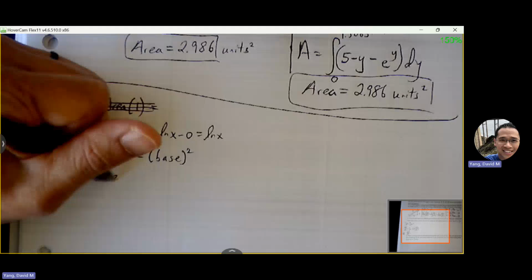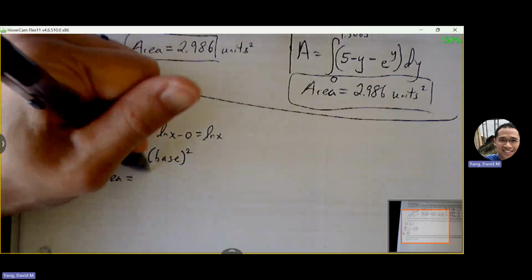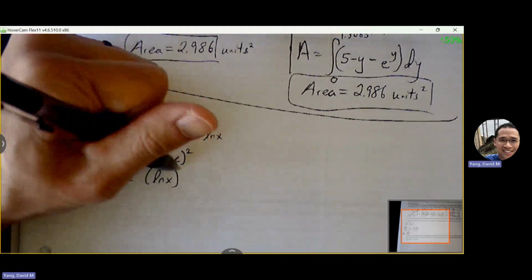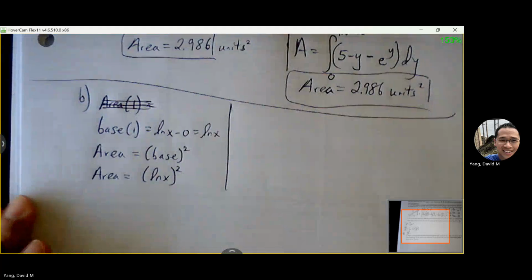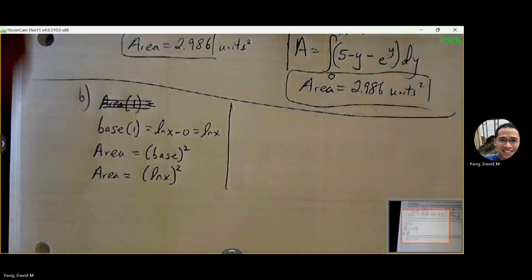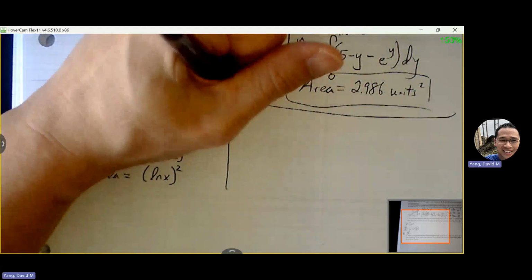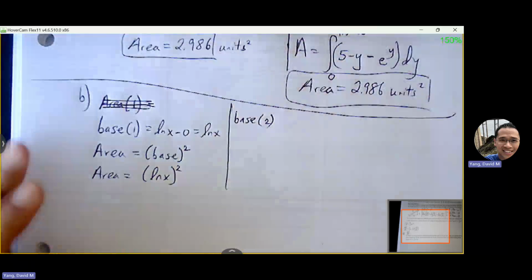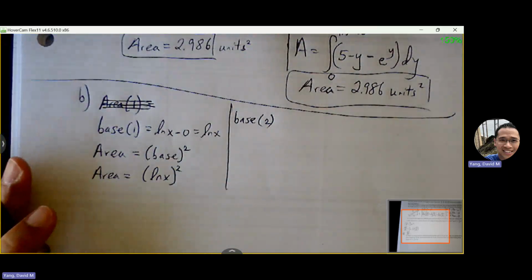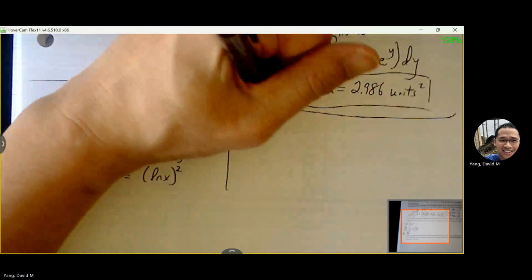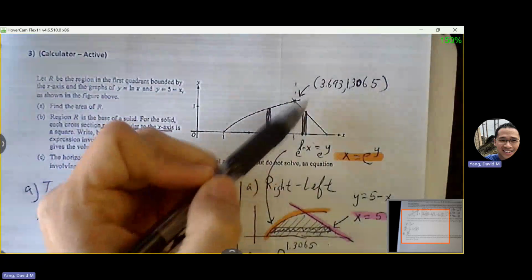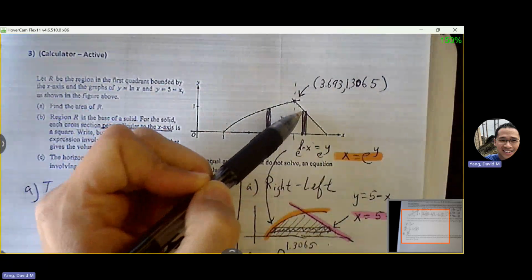So now I'm going to update my area to be natural log of x squared. Let me find out information about base 2, because we have a different region with that linear curve after the intersection. For this one, the base is still vertical, right? Top minus bottom. The top is sitting at 5 minus x. The bottom is sitting at 0.